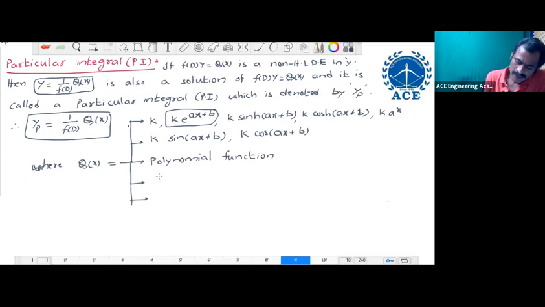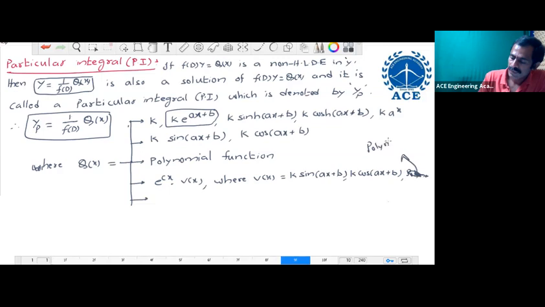Next one is a combination of the first and second: e power cx into v of x, where v of x equals k into sine of ax plus b, k into cos of ax plus b, or a polynomial. So it is a product of two functions, exponential into v of x. V of x may be sine, cos, or a polynomial function.